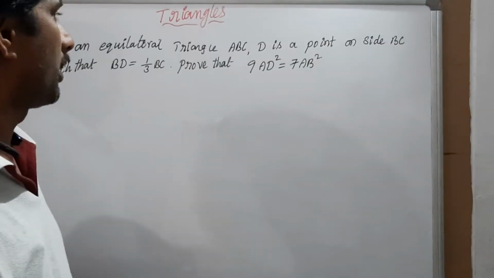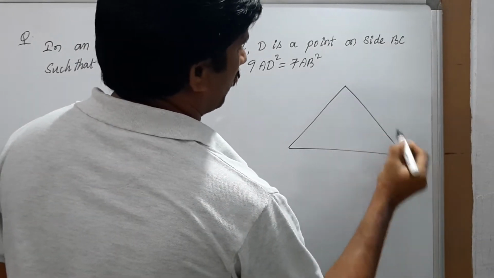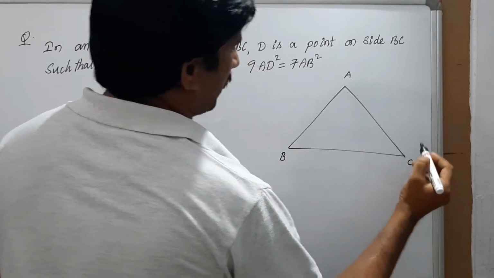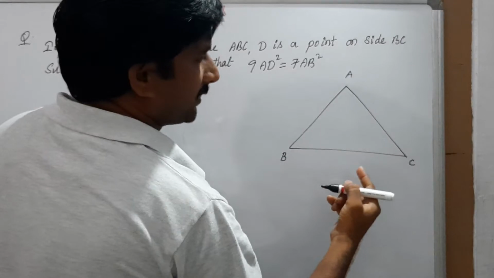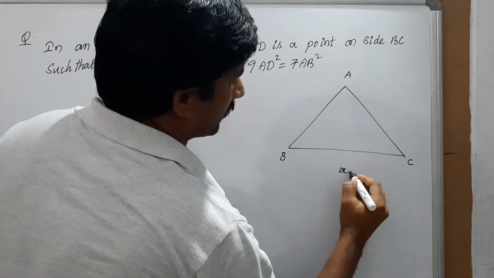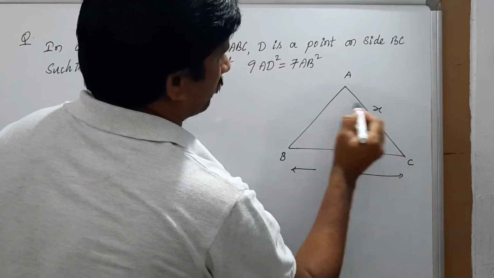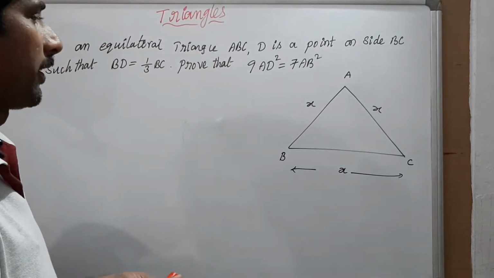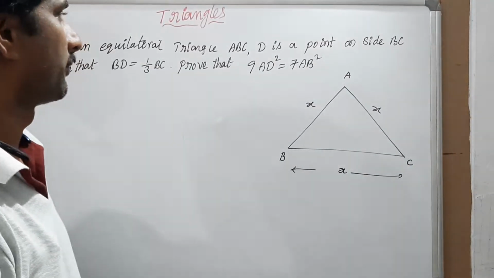So consider one triangle, name it as ABC, which is an equilateral triangle. In an equilateral triangle, all sides are equal. Let AB, BC, CA be equal to some x units. So AB equal to x, BC equal to x, and CA equal to x.